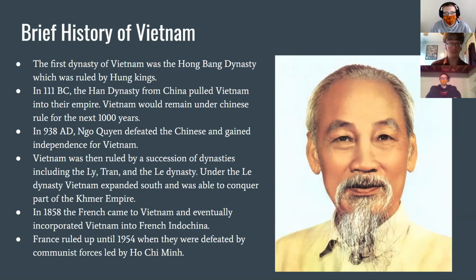Vietnam was then ruled by a succession of dynasties, including the Lai, Tran, and Le dynasty. Under the Le dynasty, Vietnam expanded south and was able to conquer part of the Khmer Empire. In 1858, the French came to Vietnam and eventually incorporated Vietnam into part of French Indochina. France ruled up until 1954 when they were defeated by communist forces led by Ho Chi Minh. This photo to the right is of President Ho Chi Minh.